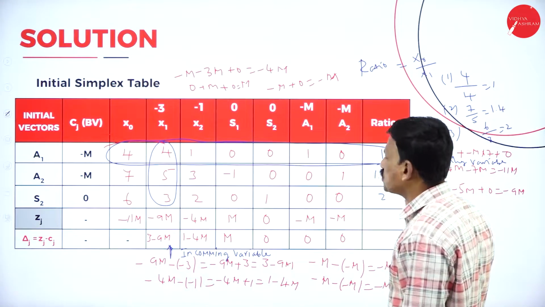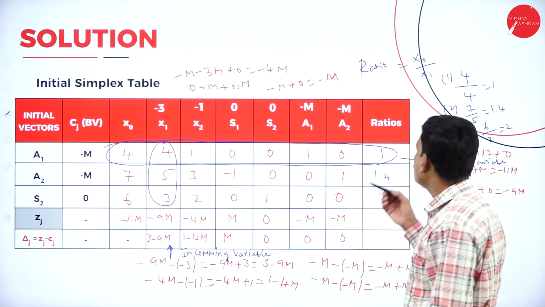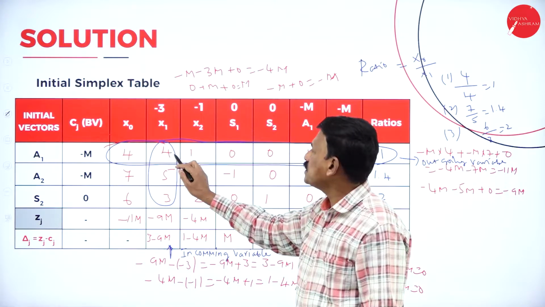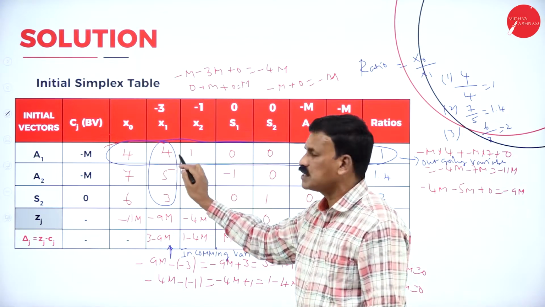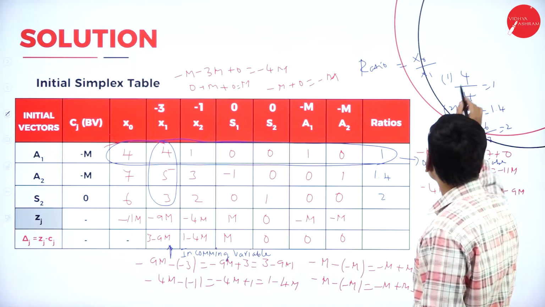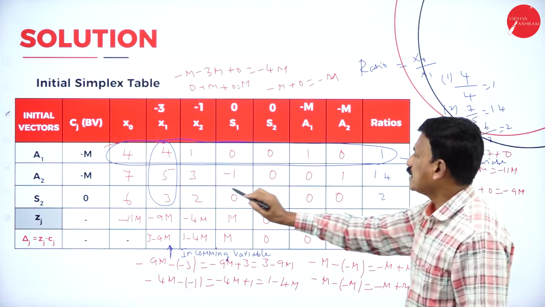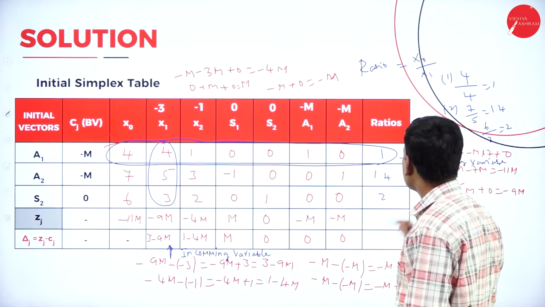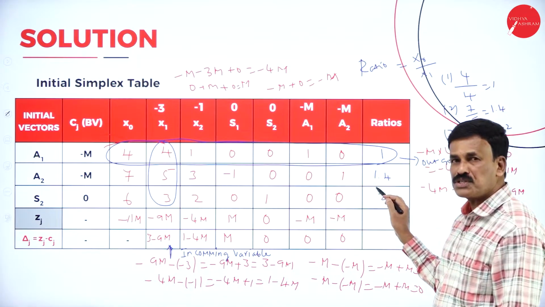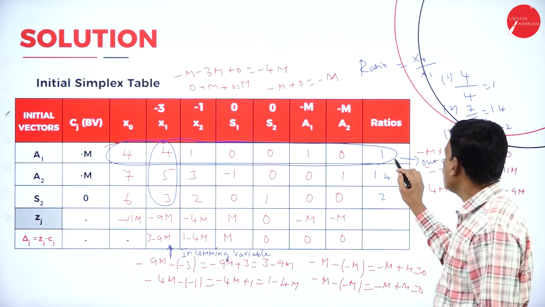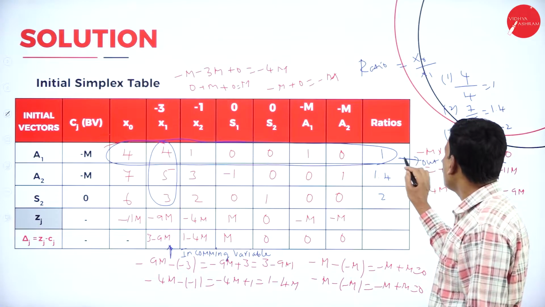Now find out the ratio. As we know, the formula for ratio is, here it is x0 and the incoming value is x1. So x0 by x1 will give the ratio. Therefore x0 by x1 is equal to 4 by 4 is 1, and 7 by 5 is equal to 1.2, and 6 by 3 is equal to 2. Identify the least positive value in the ratio column. So here 1 is the least positive, therefore this is the outgoing variable.